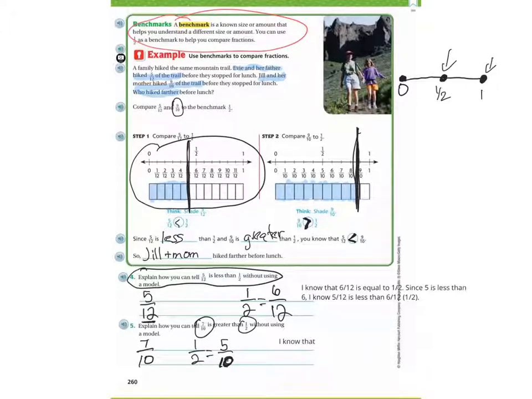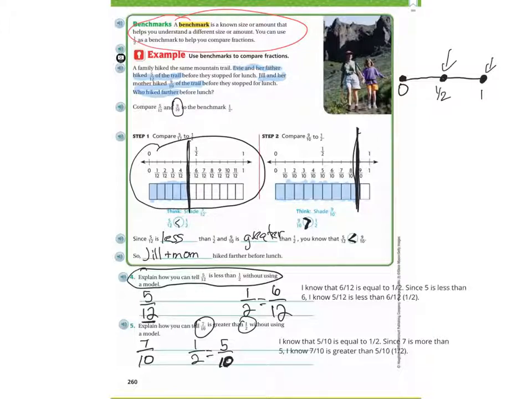So I know that 5/10 is equal to 1/2. Since 7 is more than 5, I know 7/10 is greater than 5/10, or 1/2. And that's it, right? That is how you use benchmarks, right?